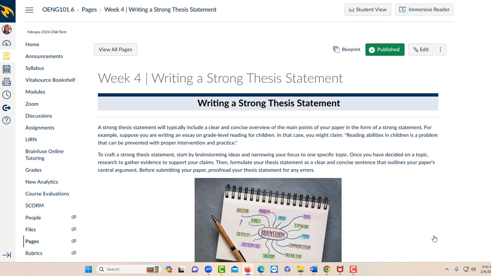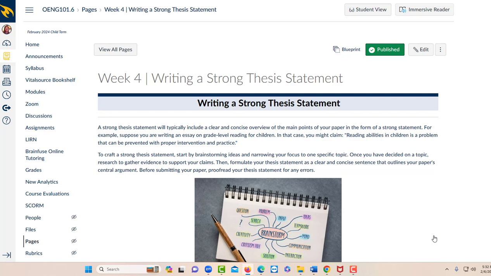Writing a strong thesis statement. A strong thesis will typically include a clear and concise overview of the main points of your paper in the form of a strong statement. For example, suppose you are writing an essay on grade level reading for children. In that case, you might claim reading abilities in children is a problem that can be prevented with proper intervention and practice.